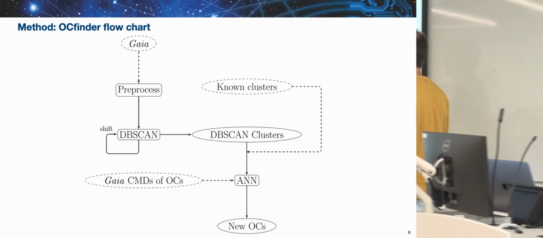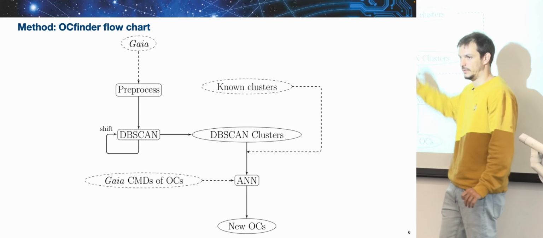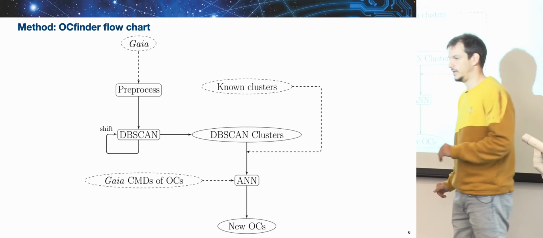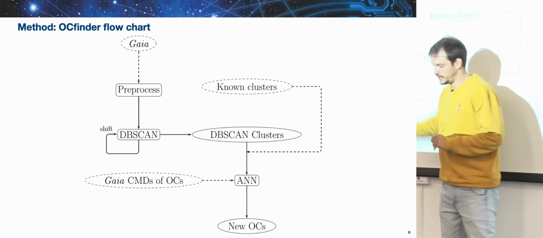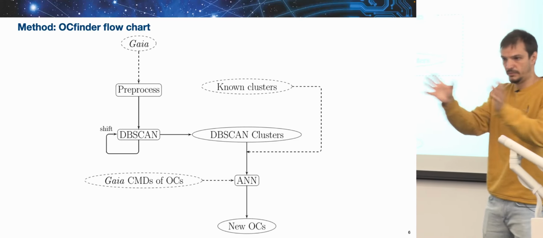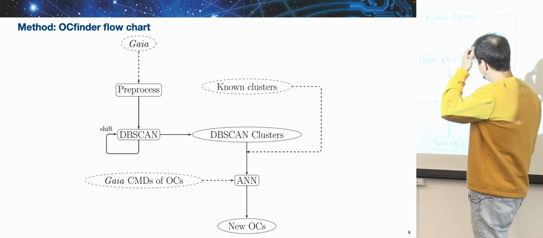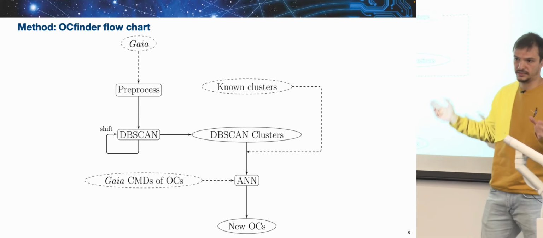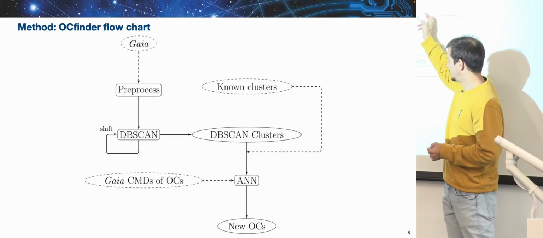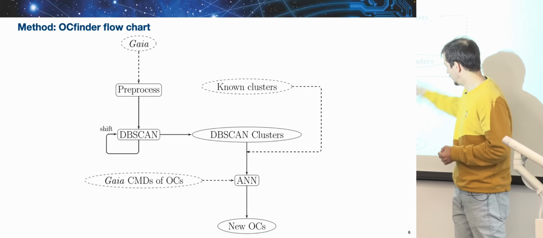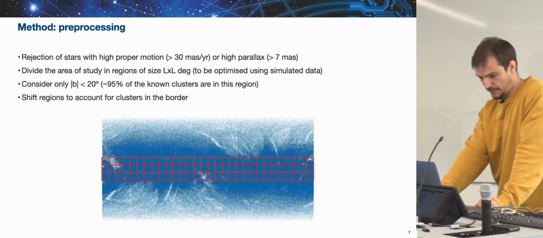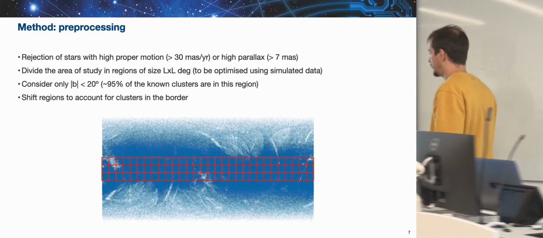So what's the method? I'm going to go through all the steps in detail, but just an overview here. We start from the Gaia data, and we do a preprocessing step, which is usual in every machine learning methodology. Then we run the DBSCAN algorithm. I put this here as shift because we run the DBSCAN algorithm on a grid, and then we move the grid to account for clusters on the border. We'll see this. That results in DBSCAN clusters, which could be, as I said, real objects or random overdensities. Then with known clusters, and non-characterized clusters, we train a neural network, and we finish with the newly detected clusters. Okay, step by step, the preprocessing. We actually do this grid.